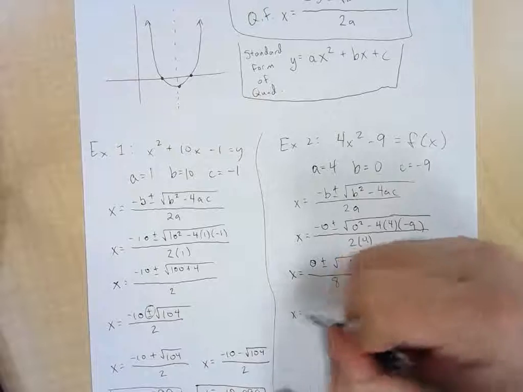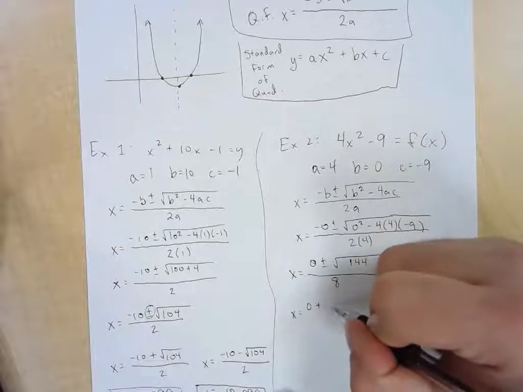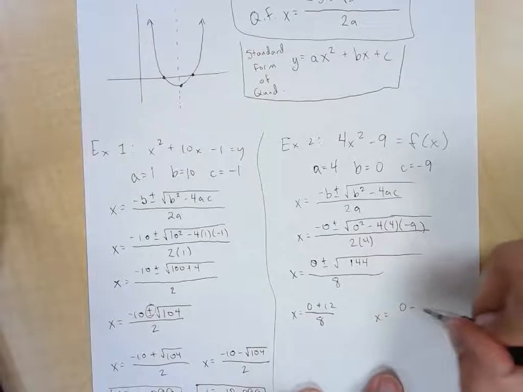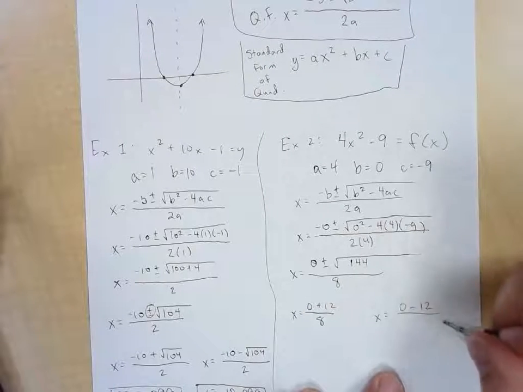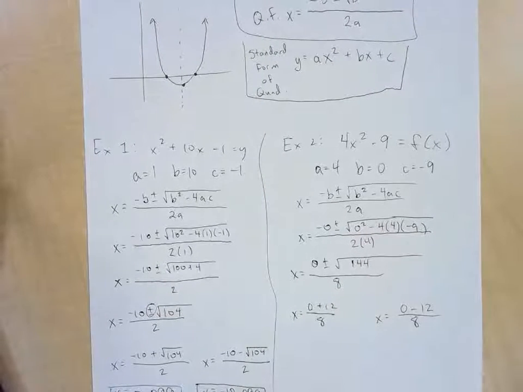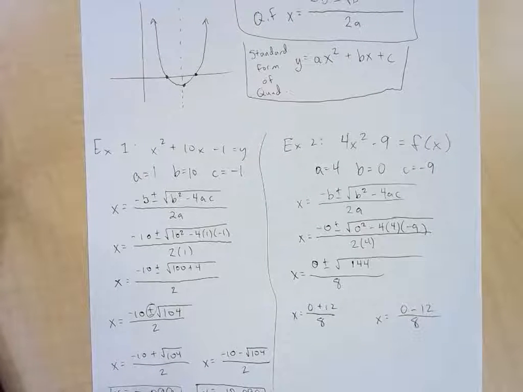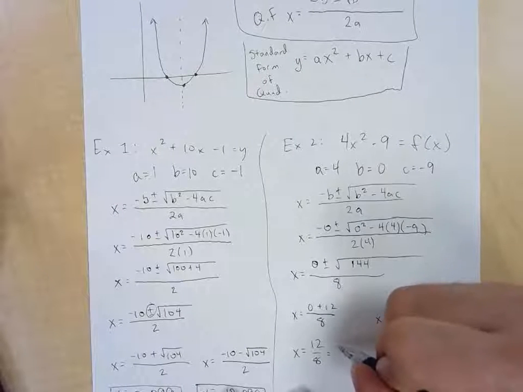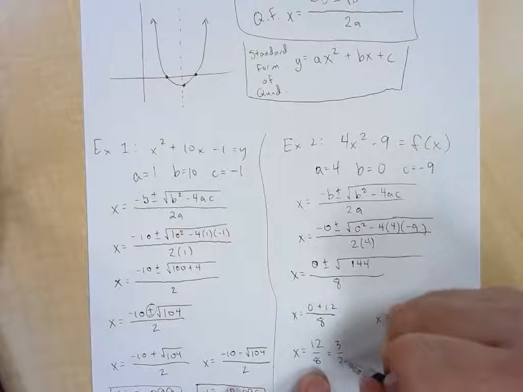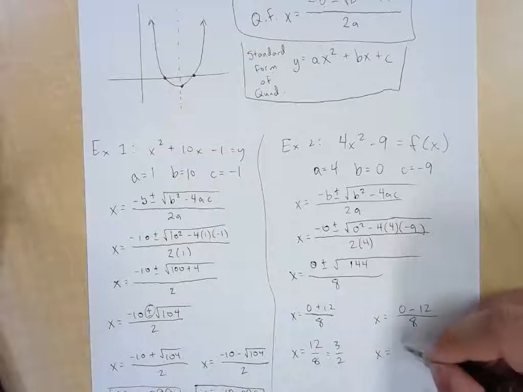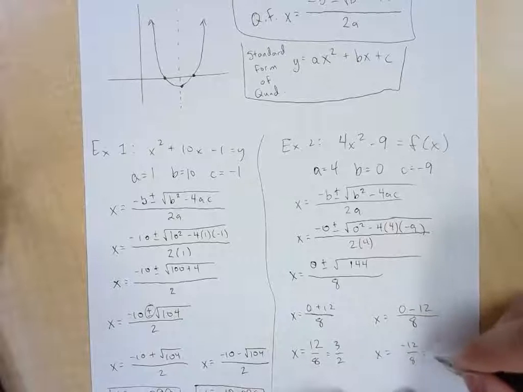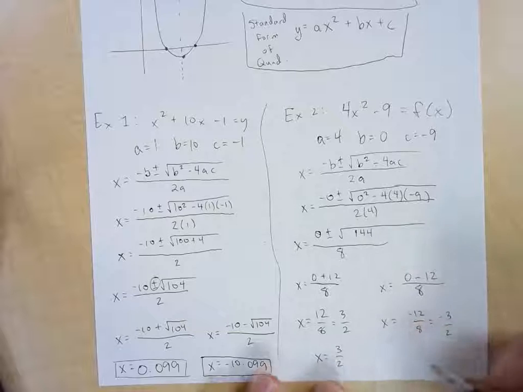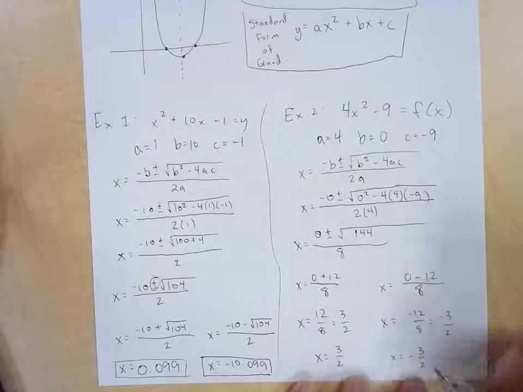So I get x equals 0 plus the square root of 144, which is 12, all divided by 8. And we have also 0 minus the square root of 144, which is 12, all divided by 8. So I get 12 divided by 8, which we can reduce to, let's see, divide by 4 for both of them, so 3 over 2. And then I also get -12 divided by 8, again divide by 4, so I get -3 over 2. So my two roots for my equation on the right are 3/2 and -3/2.